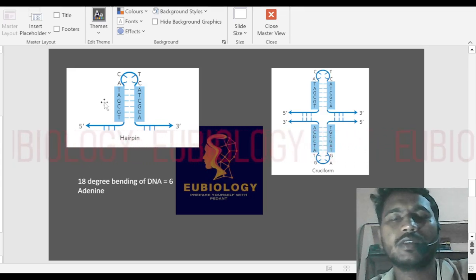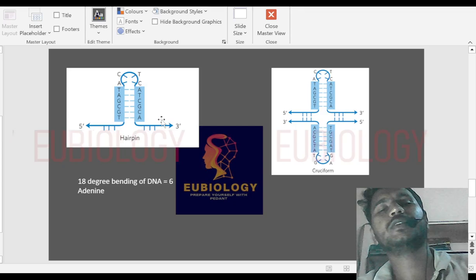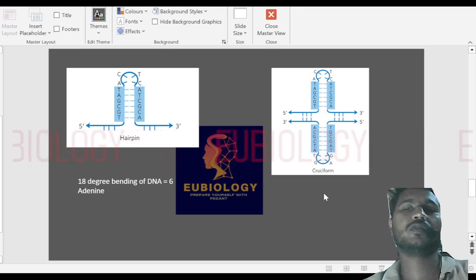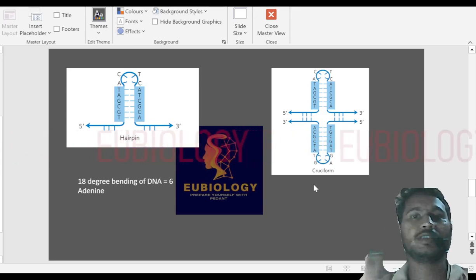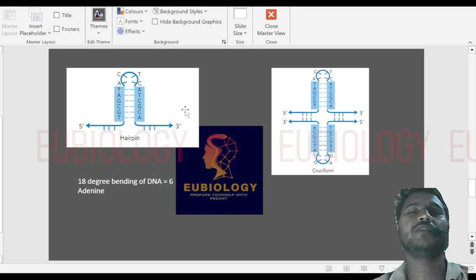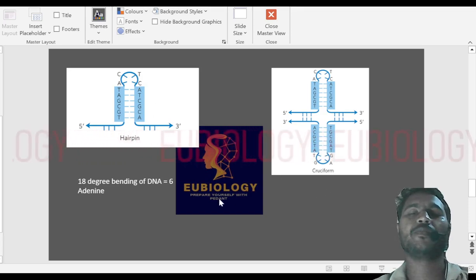Because of the palindromic sequence, you can see a palindromic sequence will be there, and the palindromic sequence will cause the formation of either a hairpin-like structure or a cruciform. So hairpin or cruciform will look like this. If it is in RNA, definitely it will form a hairpin-like structure. In DNA, sometimes it will form a cruciform.